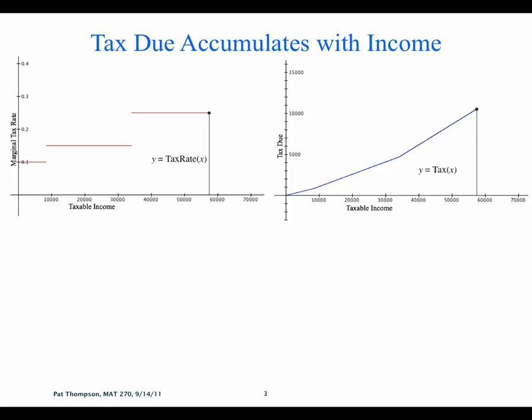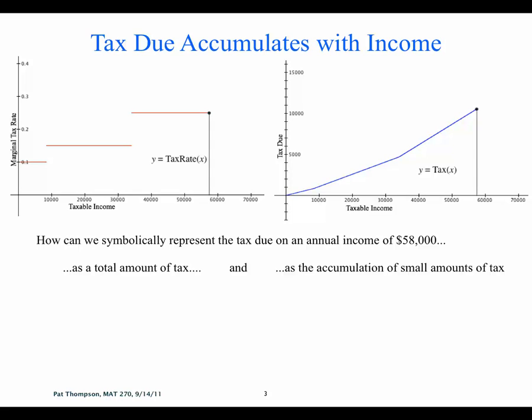About 58,000 is the current value of income. And so the question is, how can we symbolically represent the tax due on 58,000? Two different ways. This is where we finished off last time. We could represent this tax due on 58,000 as a total amount of tax and as the accumulation of small amounts of tax for each dollar earned.